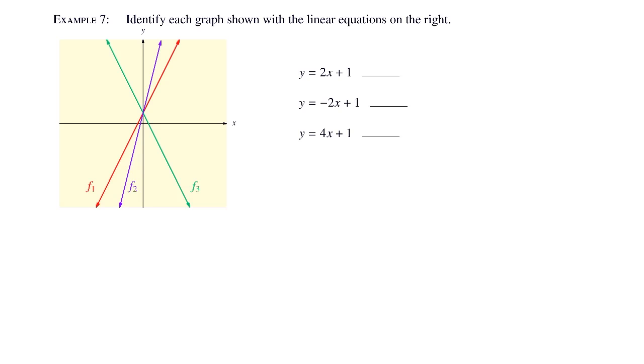Notice next that of the three graphs on the left, one of the graphs has a negative slope because it is decreasing from left to right. The graph with negative slope is F3. Looking at the equations on the right, we notice that only one equation has negative slope. And that is the equation y equals negative 2x plus 1. So that must be F3.